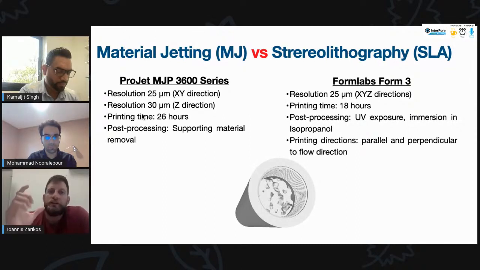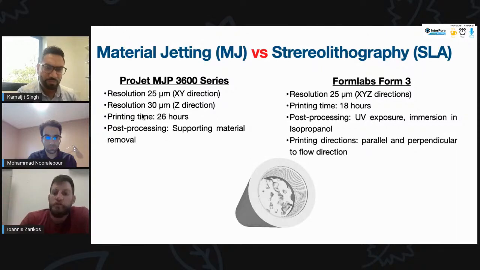Now, the problem with material jetting is that we cannot use, as you can see in the picture below, a core holder integrated to the porous medium, because otherwise we cannot remove the wax. While in the case of stereolithography, it was very easy to have a solid, let's say, plug-and-play microfluidic device.